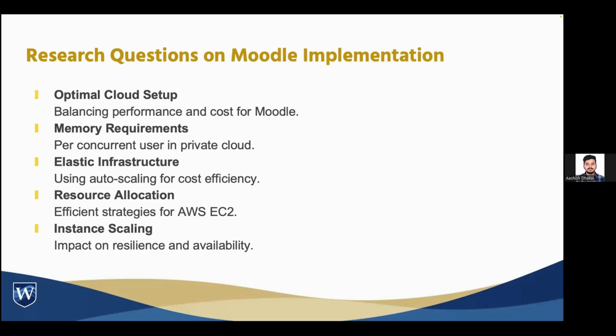To guide our exploration, we focus on several key research questions. What is the optimal cloud setup for Moodle that balances performance and cost? How much memory is required per concurrent user in a private cloud environment? How can we use elastic infrastructure like auto scaling to maintain cost efficiency? What are the best resource allocation strategies for cloud providers, for example the EC2 instances if you are using AWS? How does instance scaling impact the resilience and availability of the system? These questions will form the foundation of our discussion today.